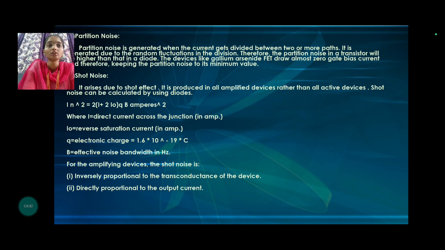Shot noise arises due to the shot effect. It is produced in all amplifying devices and all active devices. Shot noise can be calculated by using diodes.